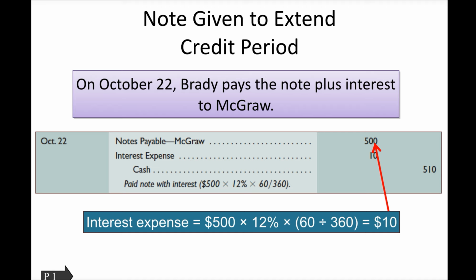All right, so this is the other side of that. When time passes, interest gets incurred, but we come back and we pay off this loan. If you look at the time between when we incurred the note payable and paid it, that was 60 days. Why is that important?